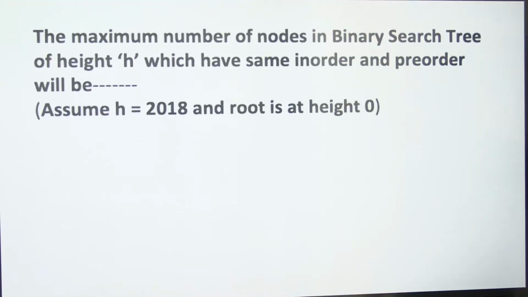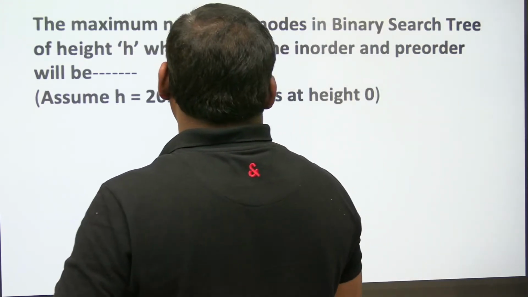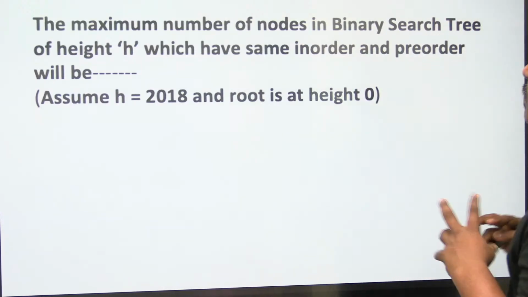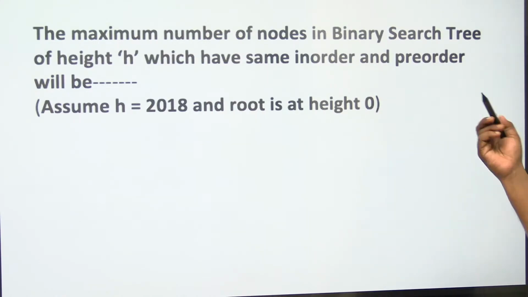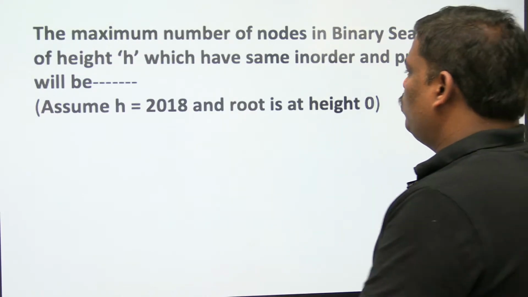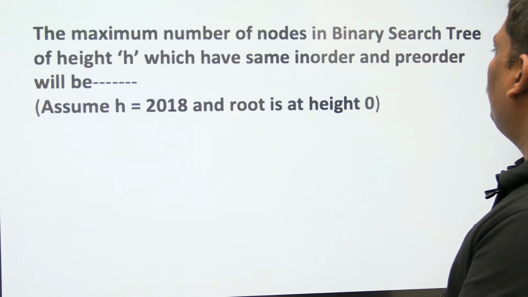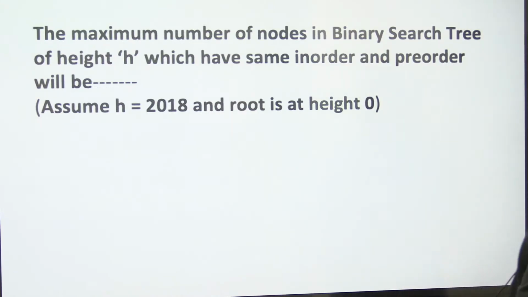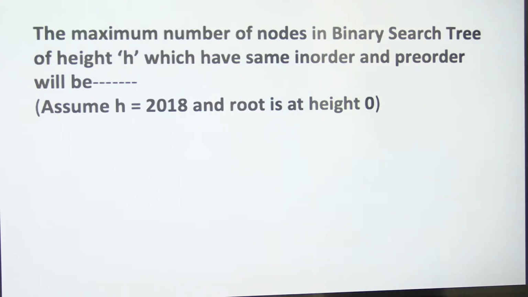Now let's see how GATE exam questions look, because some people want to prepare for the GATE examination. I just want to give a rough idea of how GATE problems look. This is one of the GATE problems. Check once: the maximum number of nodes in a binary search tree of height h, which have the same in-order and pre-order, will be. Assume height is 2018 and the root is at height 0. This is the given problem. How are you going to proceed?